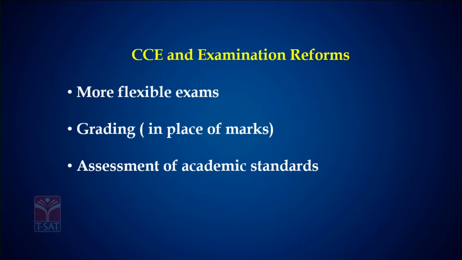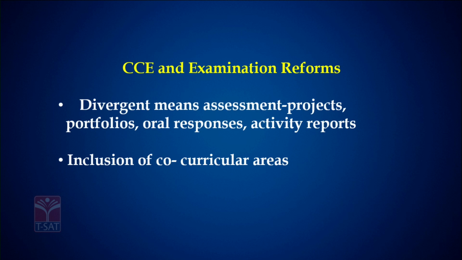And now we have adopted CCE, or continuous and comprehensive evaluation. So, what is CCE? It is more flexible, and grading is there in place of marks and assessment of academic standards. In the new curriculum system, we have taken up academic standards and divergent means of assessment. So, assessment is done not only by testing, it is done by means of projects and portfolios, oral responses, and even activity reports. And in CCE, the co-curricular areas are also included, work experience, ICT and all.